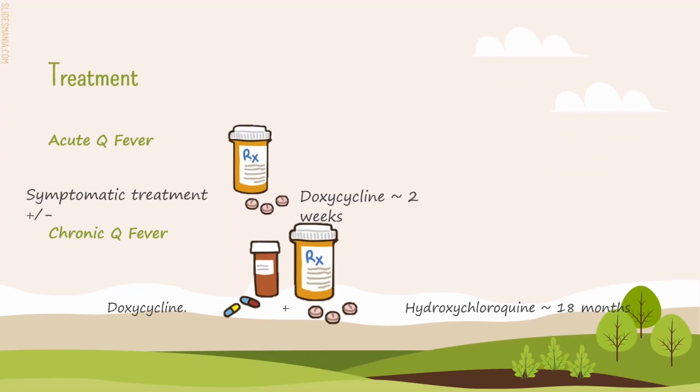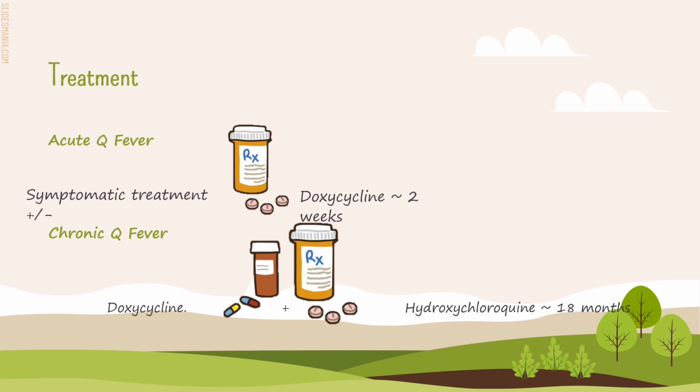Acute Q fever is usually self-limiting, so most patients don't require any specific treatment, and it will improve with symptomatic therapy. However, more severe cases could be treated with doxycycline. Treatment is most effective if it is initiated within 3 days of the infection and helps prevent further chronic complications. The duration of the treatment on average would be 2 weeks. For the chronic form, doxycycline is still given, but in combination with hydroxychloroquine for at least 18 months. So as we can see, there is a very large gap in the duration of treatment between the acute and chronic forms.